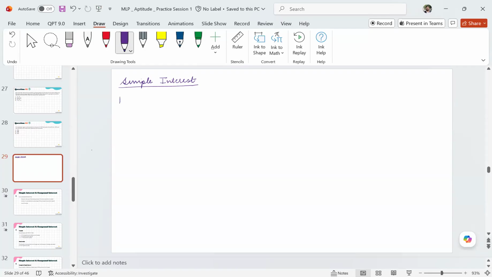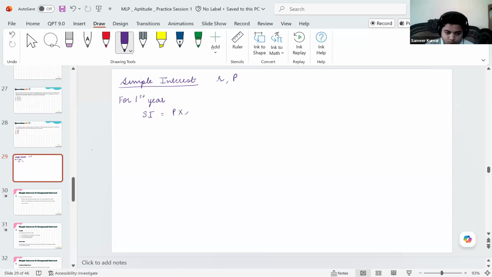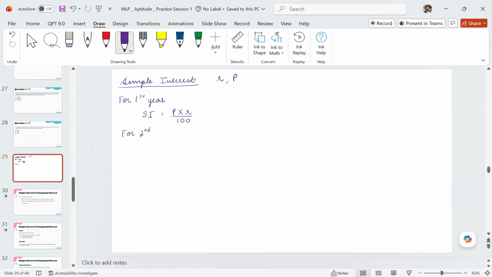Okay. For the first year, if the rate of interest is R and the principal is P, what will be the interest I will pay? Tell me. Simple interest is equal to P into R upon 100. For the second year, it will be the same, isn't it? Because the simple interest doesn't change. So P into R upon 100.